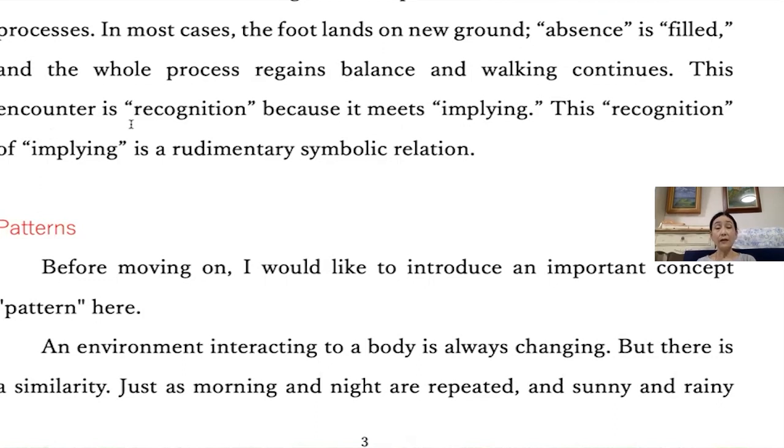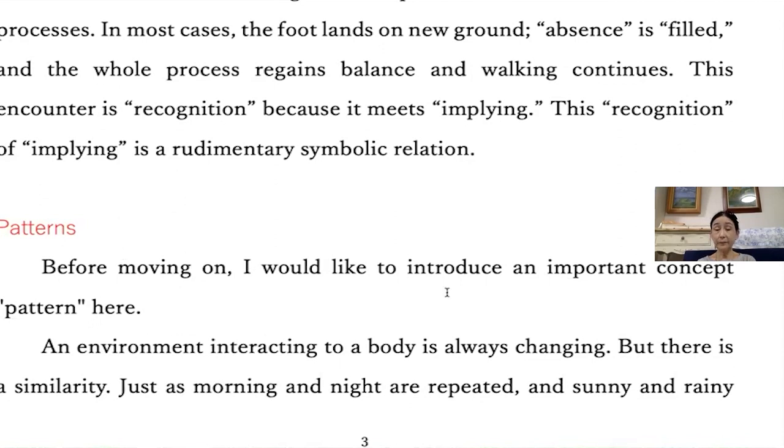This encounter is recognition because it meets implying. This recognition of implying is a rudimentary symbolic relation.